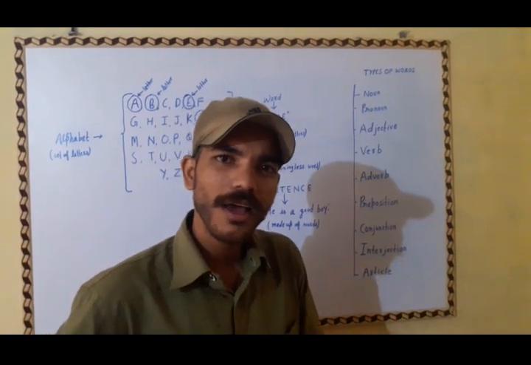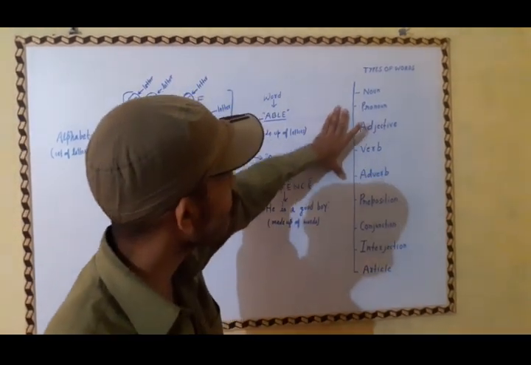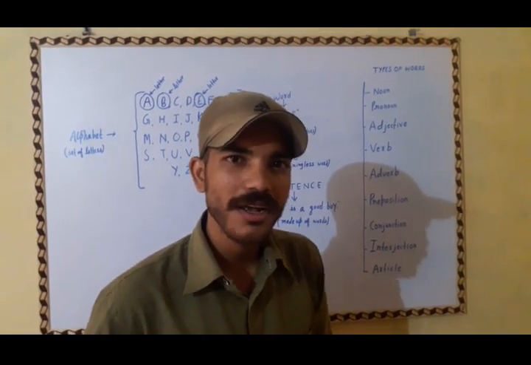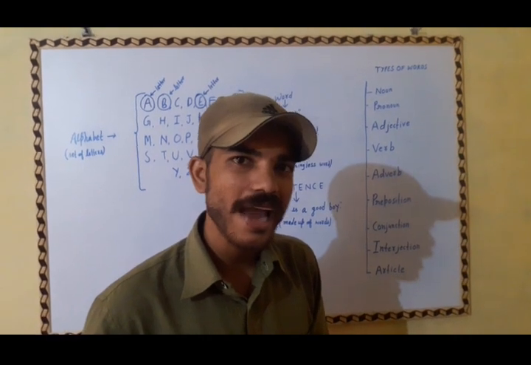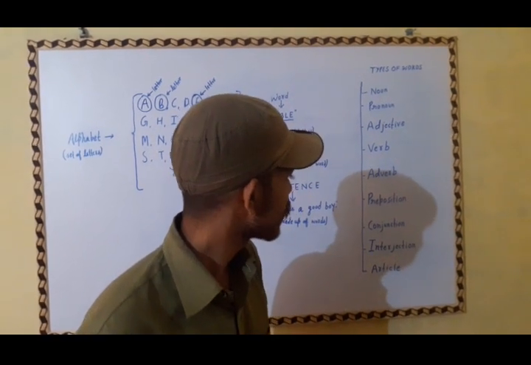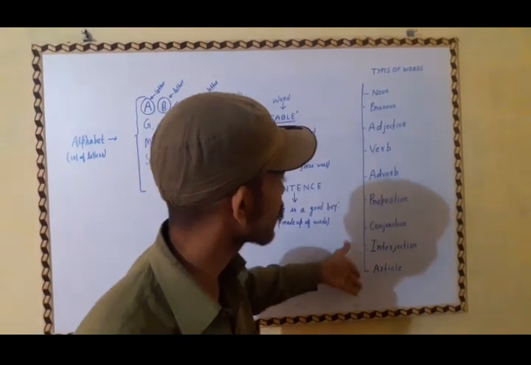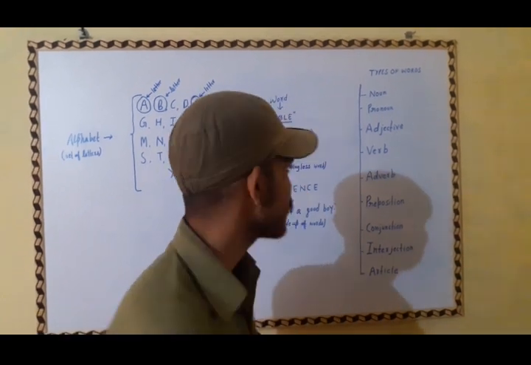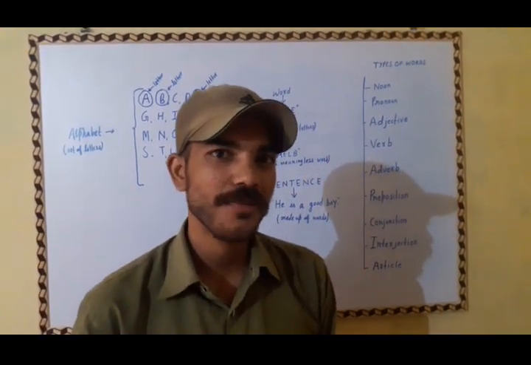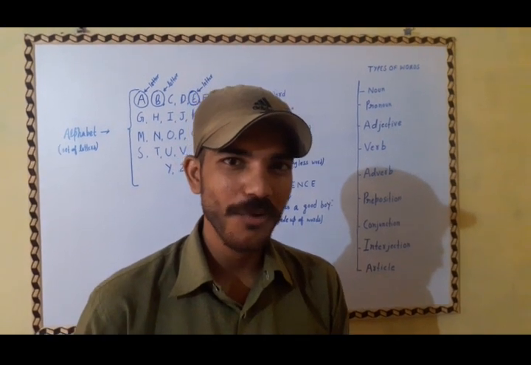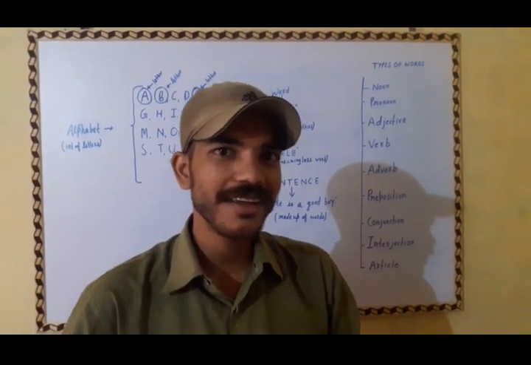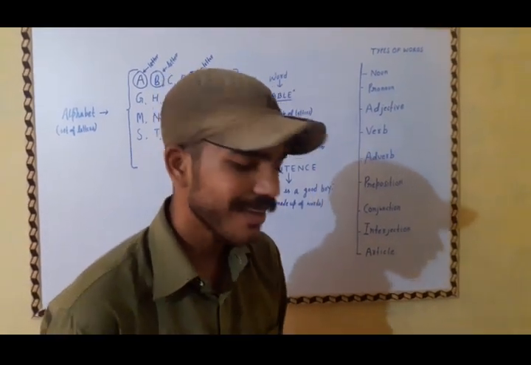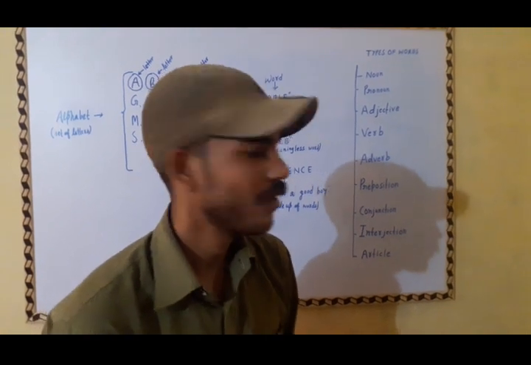They are part of an English dictionary. Noun, pronoun, adjective, verb, adverb, preposition, conjunction, interjection, and article. These are the 9 types. All the words that are there in an English dictionary can be divided into these 9 types. I have said it enough times, and I guess that the number 9 has become a part of your memory now. I don't feel the need to emphasize it more.